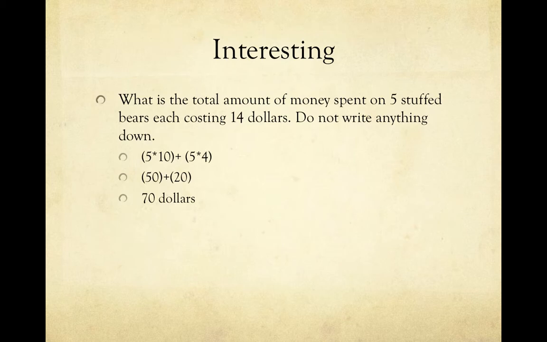In the book, the problem shown on the screen was presented. What is the total amount of money spent on 5 stuffed bears, each costing $14? Do not write anything down. I found this extremely interesting. Every adult today uses relational thinking without even noticing. In this problem, in order to do it in your head, you might have broken up the number 14 into 10 and 4. This problem was possible to figure out due to relational thinking and understanding that numbers can be made from other numbers.